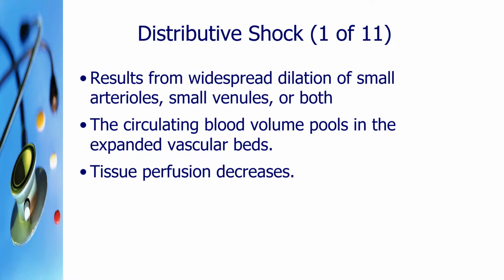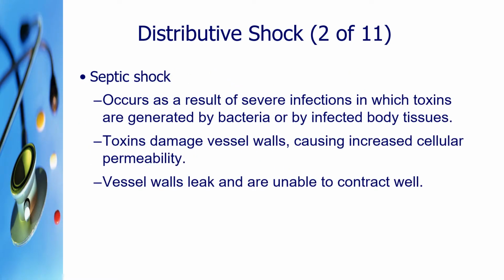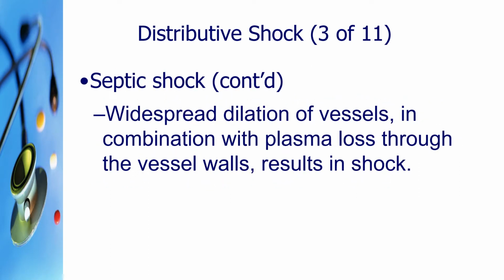It results from a widespread dilation of small arterioles or small venules or both. The circulating blood volume pools in the expanded vascular beds, and tissue perfusion decreases. Septic shock occurs as a result of a severe infection in which toxins are generated by bacteria or by infected body tissues. Toxins damage vessel walls, causing increased cellular permeability. Vessels will leak and are unable to contract well. Widespread dilation of vessels in combination with plasma loss through the vessel wall results in shock.